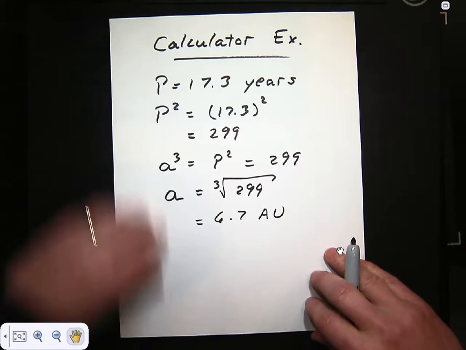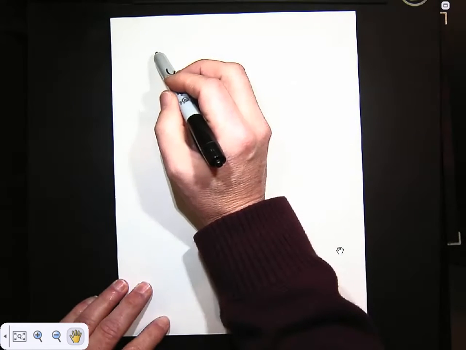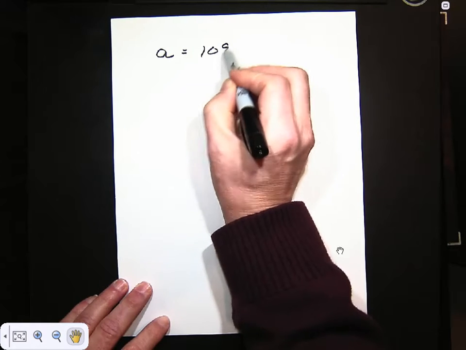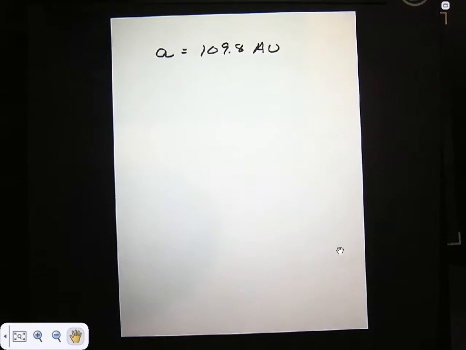Let's do another calculator example where this time we know the semi-major axis and we want to find the orbital period. So here, the a is 109.8 astronomical units. This is really far out in the solar system. Not as far out as the Oort cloud, where dormant comets are located, but this is more than twice as far out as the orbit of Pluto. We are finding more and more objects out at that distance. Some of them dwarf planets or objects that may one day be classified as dwarf planets.